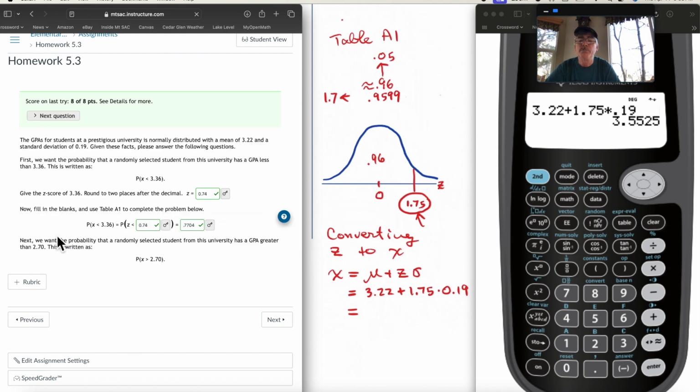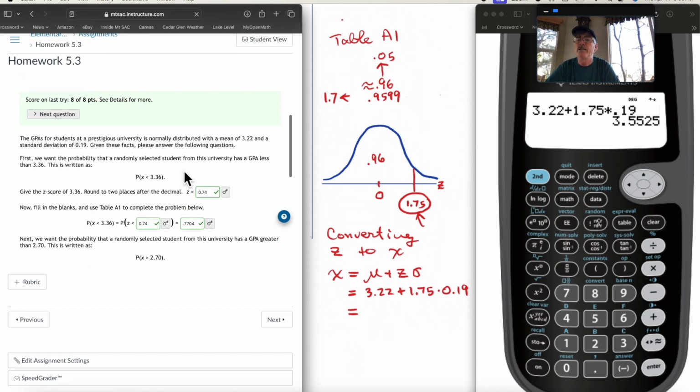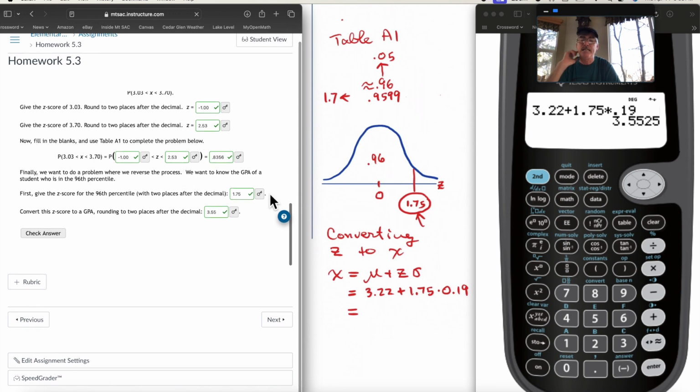And check our answer. And it looks like I got it right because I have 8 out of 8 on this. So that's the homework. Good luck with it.